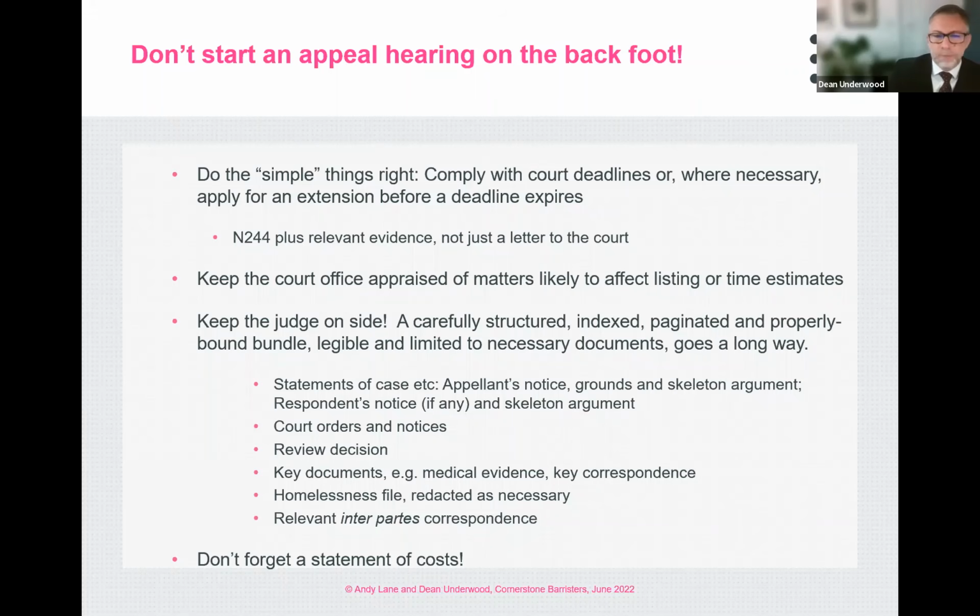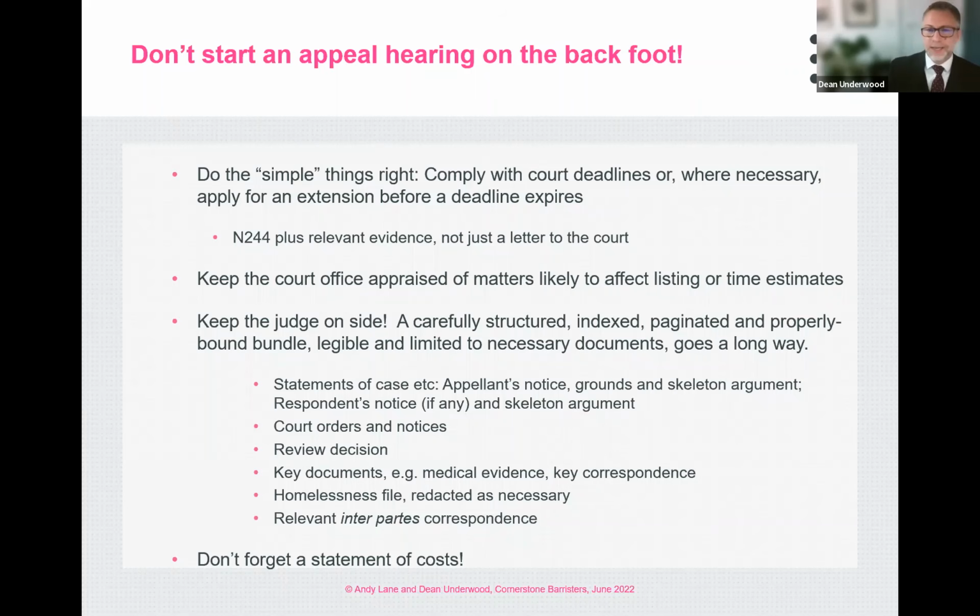And then, and I would sound a note of caution when it comes to this point, the homelessness file, but redacted as far as you can, so that it only includes those documents that are really necessary to disposal of the appeal. Please don't just insert the entire file, because that is likely to be frowned upon by the court. And then following that, any relevant inter-parties correspondence that is not already included. That will give you a simple structure.